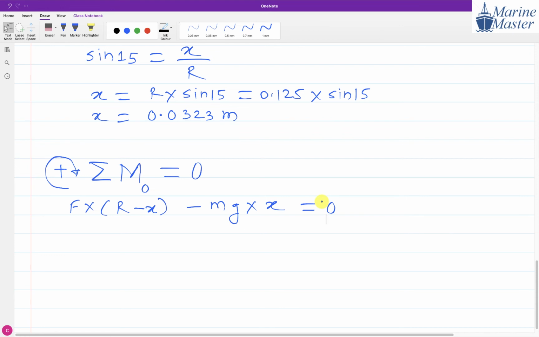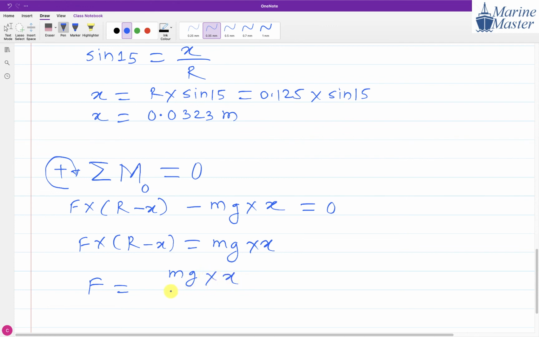So their net summation will be equal to 0. Now we can say F into r minus x is equal to mg into x. Then F will be equal to mg into x divided by r minus x.